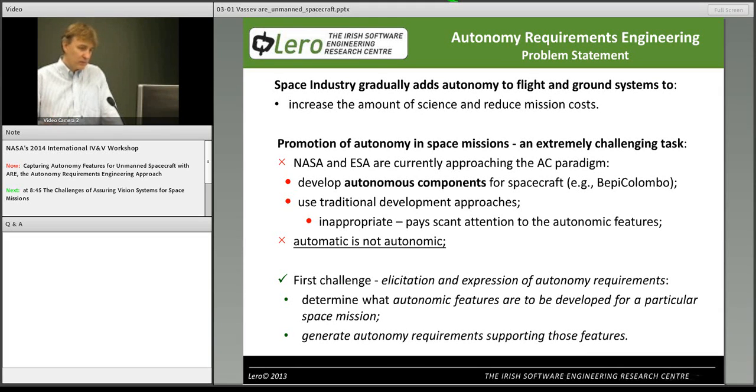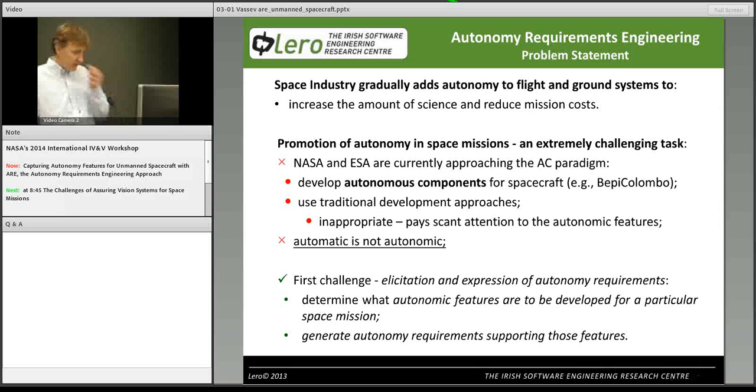The problem with this autonomic computing paradigm is that today, to develop systems coping with this paradigm, we use traditional software engineering approaches, but they're not very appropriate for that. Simply, they pay scant attention to these autonomic features. And one of the biggest issues is that NASA and ESA engineers don't realize the difference between automatic and autonomic. This is not the same.